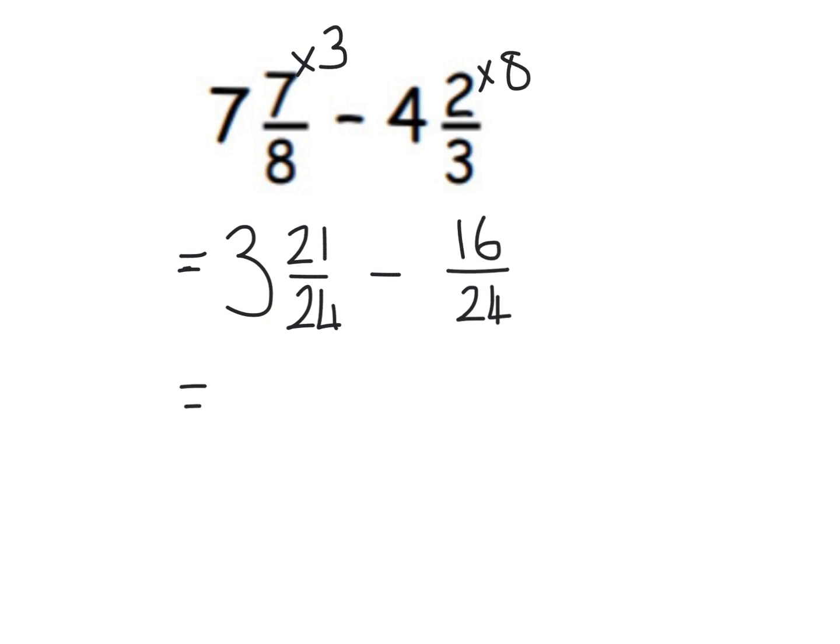And then I can just subtract the top numbers. 21 take away 16 is 5. So my answer is 3 and 5/24. If that's even a word. 3 and 5 over 24. Let's look at another one.